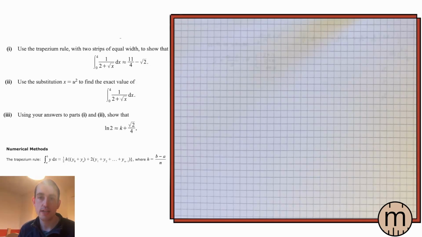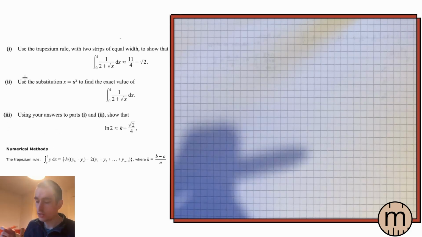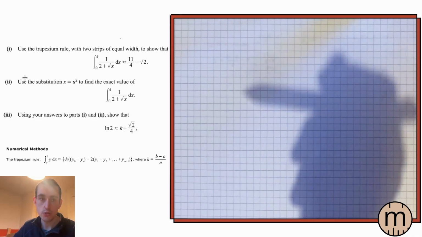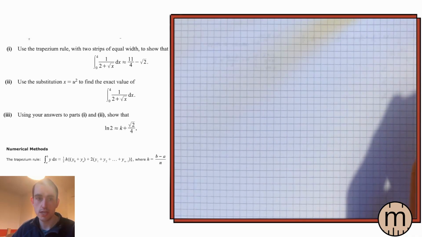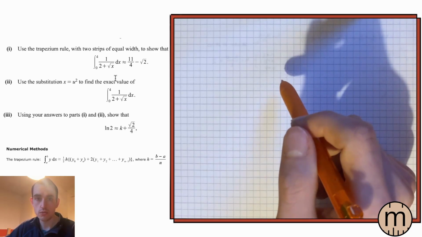I'm not usually a fan of questions on the trapezium rule because I prefer answers to my integrals exact. However, this is quite a nice relationship between the trapezium rule and a substitution question. So in this question, in part A, we're asked to use the trapezium rule with two strips to show that this integral here is approximately 11/4 minus root 2.